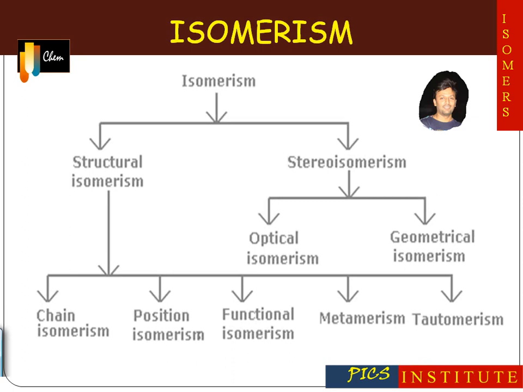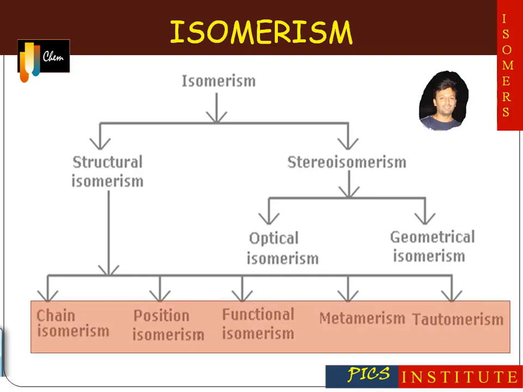Isomerism is of two types: structural isomers and stereoisomers. Stereoisomers are of two types: optical isomers and geometrical isomers, whereas structural isomers are of the following types: chain isomers, position isomers, functional isomers, metamers, tautomers, and ring chain isomers. In this lecture, we will discuss structural isomers only. So let's start.